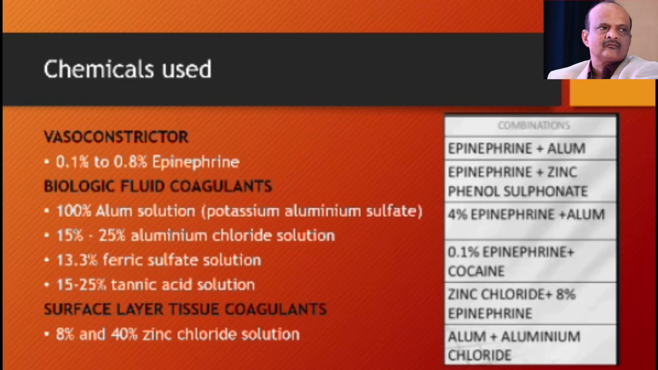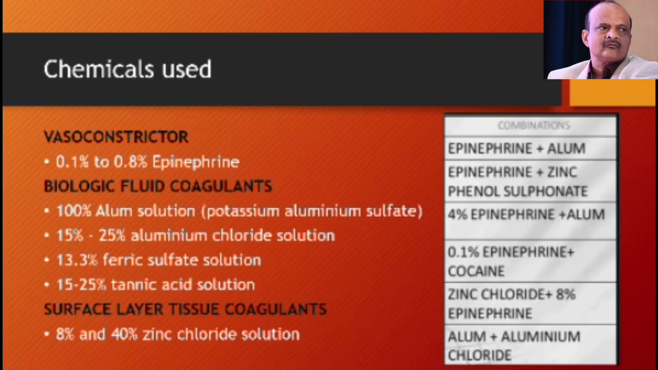Usually as a vasoconstrictor, 0.1% to 0.8% epinephrine can be used. Biologic fluid coagulants, as the name suggests, coagulate the fluid and also cause a certain amount of tissue coagulation on the surface of the tissues. Usually 100% alum solution, that is potassium aluminum sulfate, or 15 to 25% aluminum chloride solution, 13.3% ferric sulfate solution, or 15 to 25% tannic acid solution can be used.